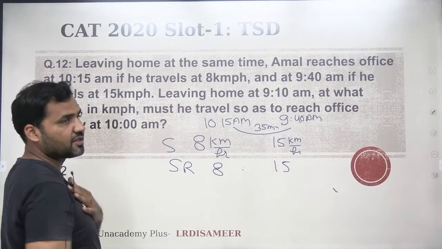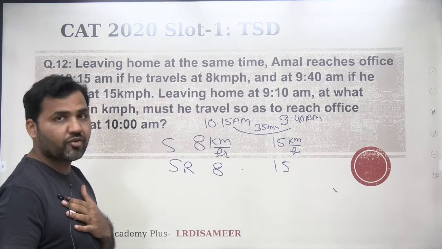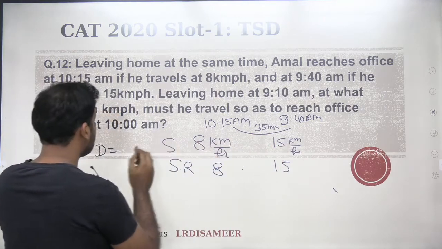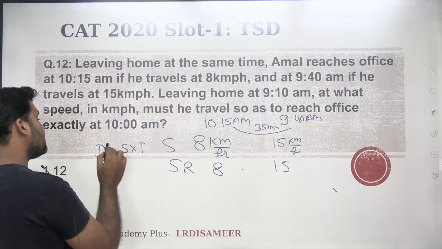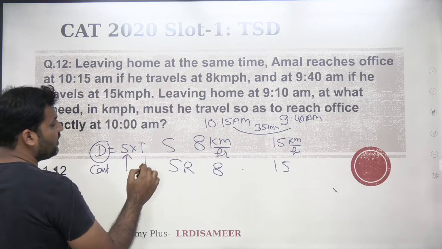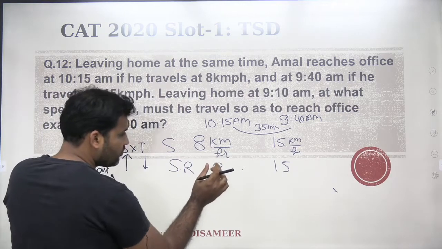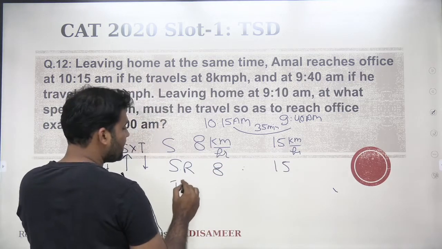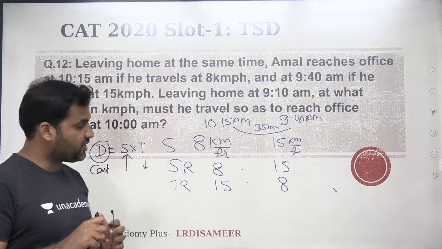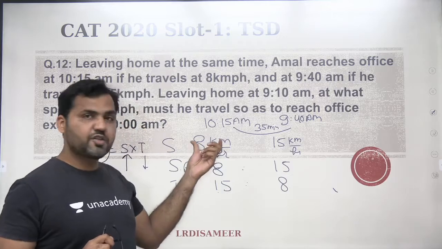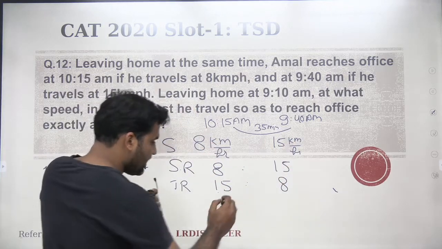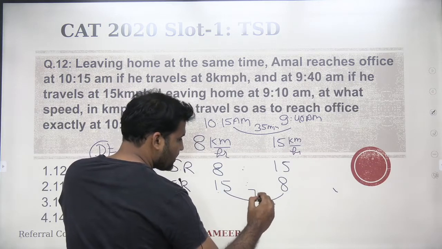In both the cases, he's going to his office. That means the distance traveled in both of these two speeds is constant. So if distance is constant, students, speed and time will be inversely proportional. That means whatever is a speed ratio, the inverse ratio of it will be representing the time ratio. That means if he is taking 15 minutes at this speed, he will be taking 8 minutes at this speed. And you can see that the difference in these two times is 7 minutes.